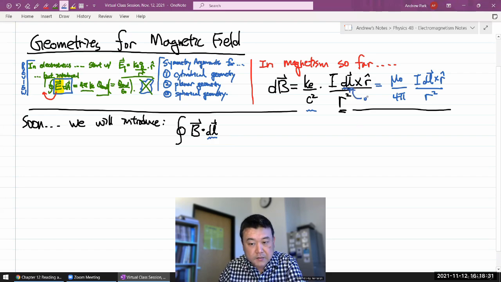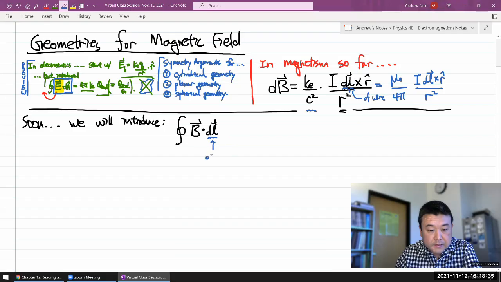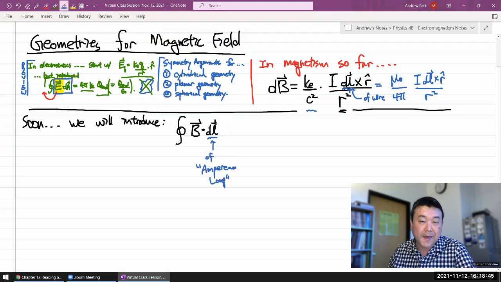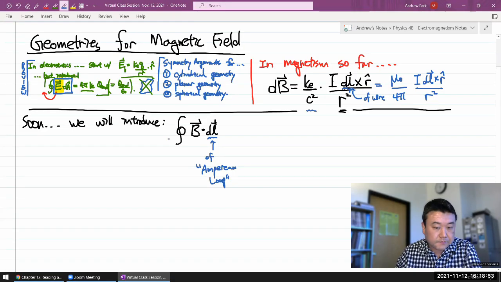So this is a wire, a current-carrying wire. This is what I like to call an Amperian loop. It is an imaginary path that you define as a calculation aid. This dl is a physical length of current-carrying wire.